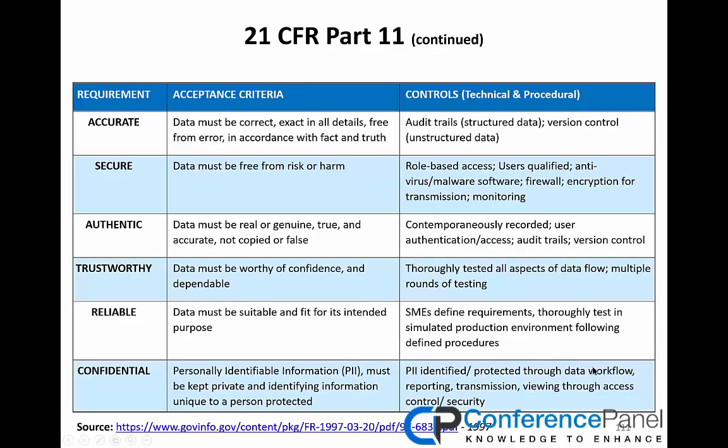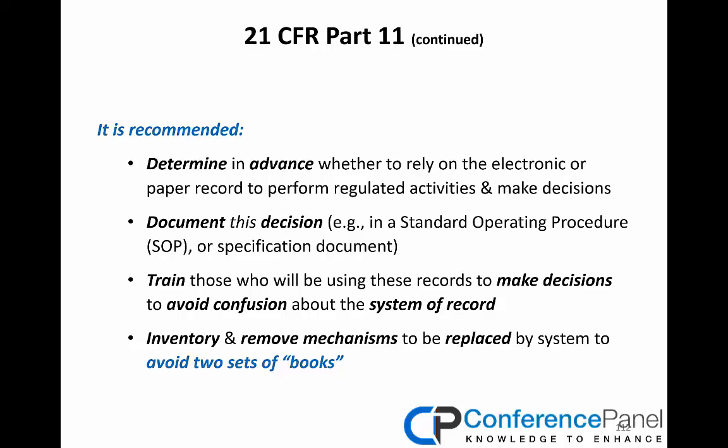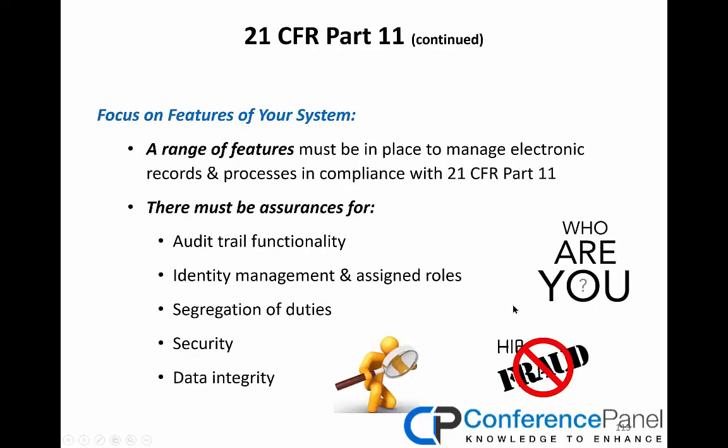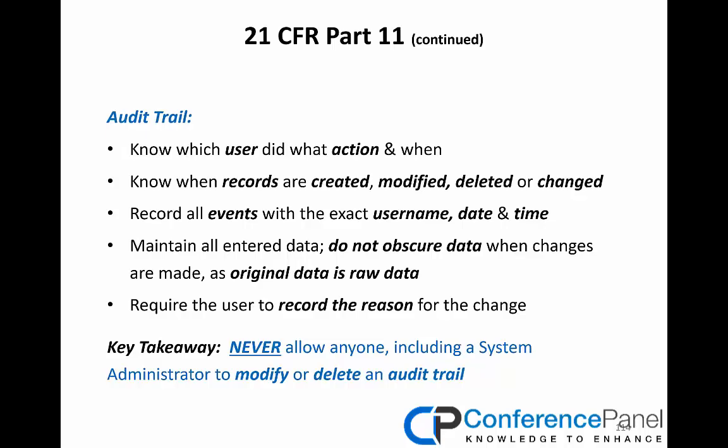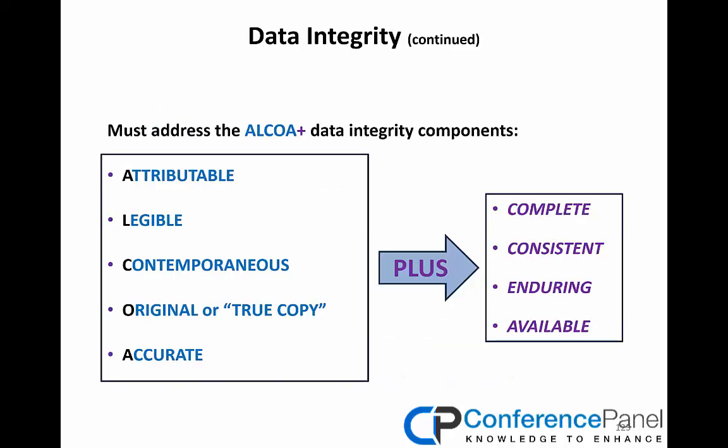And I put this chart together because it simplifies it. The requirements that you just saw on that slide, accurate, secure, authentic, and so forth, are in the left column under requirements. It's also recommended you determine in advance what is the system of record, the document of record. Where do I make a decision from, and make sure that it's made from there and no other set of books is available. Audit trail tells you who did what when. The ALCOA plus principles: attributable, legible, contemporaneous, original or true copy, accurate.